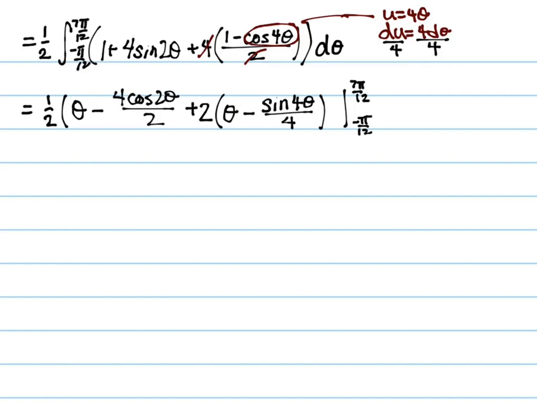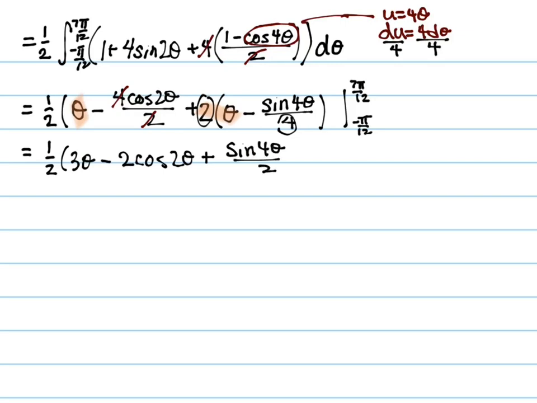All right, so my 1/2. There's a theta up here, and there's a 2 theta right here, so that's 3 theta. That's what Ethan had told me earlier. This 4 and this 2 are going to reduce, so I have minus 2 cosine 2 theta, and then this 2 and this 4 can simplify. Sine of 4 theta over 2. Should that be minus though? Yes. Okay. And then I have 1/2 in front.